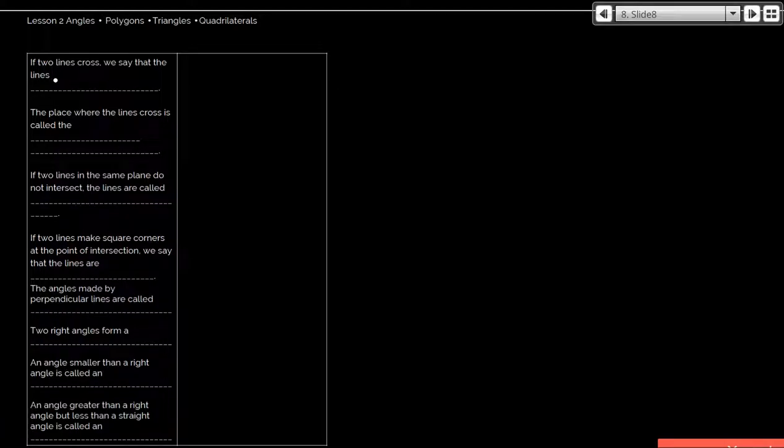If two lines cross, we say that the lines, and the word we're going to put in here is intersect. Intersect. So two lines, let's just draw two lines. I think I have a nice line tool. I'm going to go out here because I have more room. So here's two lines. These are actually segments until I put arrows on the end. All right, so these two lines, if they cross, we say that they intersect.